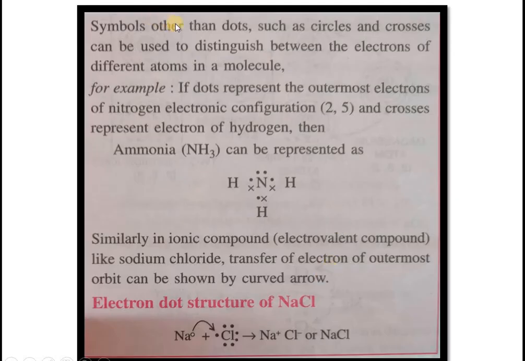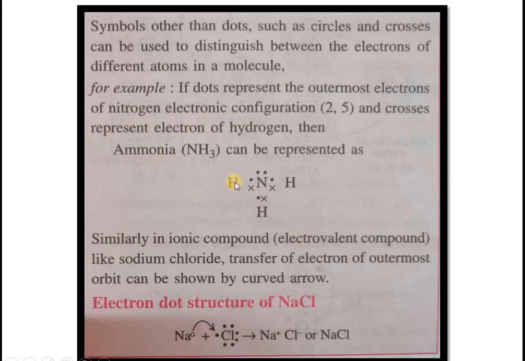Then symbols other than dots, such as circles and crosses, can be used to distinguish between the electrons of different atoms in a molecule. Now if dots represent the outermost electrons of nitrogen, the electronic configuration is 2, 5. See here you can see 1, 2, 3, 4, 5. So there are 2 pairs, and here 3, because you require 3 now, so that's why 3 electrons are placed over here. And crosses are representing the electrons of hydrogen.